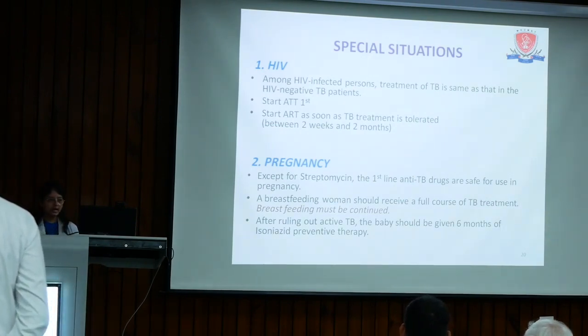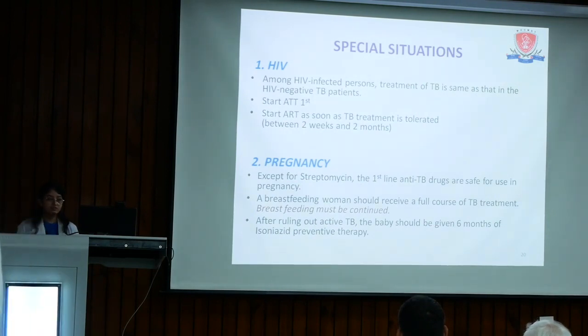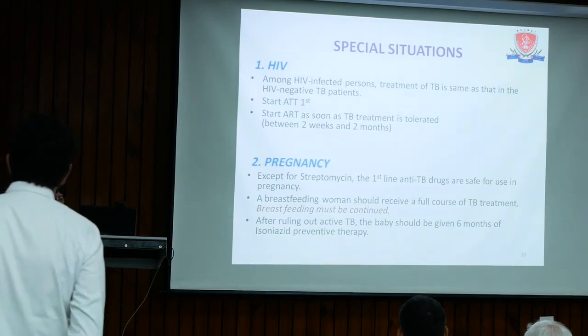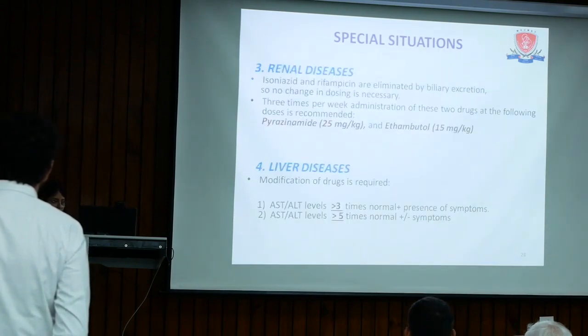In pregnancy, except for streptomycin, the first-line anti-tubercular drugs are safe to use. A breastfeeding woman should receive a full course of treatment, and breastfeeding must be continued. After ruling out active TB, the baby should be given 6 months of isoniazid preventive therapy.